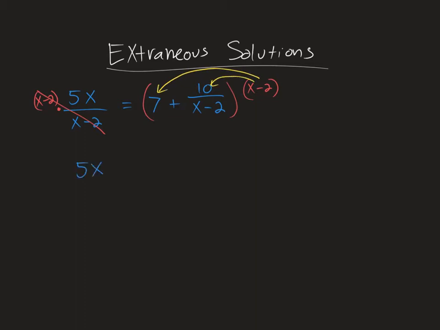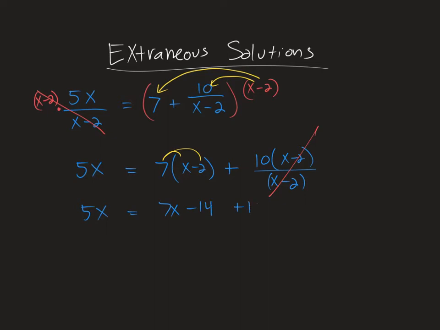So we've got 5x is what's left over on the left, equal to 7 times x minus 2, and then plus 10 times x minus 2, all of that being divided by x minus 2. Now, you'll see that those are factors, and yes, they are a fancy version of multiplying by 1, and so they eventually cancel out. And 7 has to distribute, so we're just solving for x at this stage. So 5x equals 7x minus 14 plus 10. These are like terms, they can combine, so 5x equals 7x minus 4.